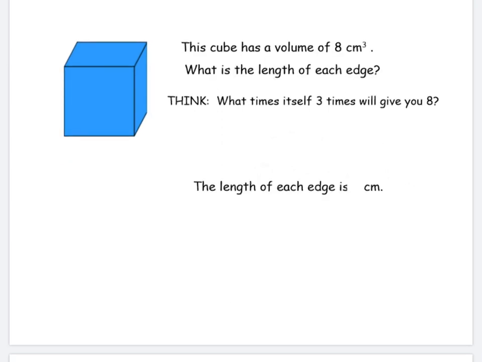Let's take a look at this time if we know the volume and we want to find out how long each edge or each side is. So just like before, we have to go backwards. We want to think about what number multiplied by itself 3 times is going to give me the volume, which was 8. I know that it is 2, because 2 times 2 is 4, and 4 times 2 is 8. So I know that the volume being 8 centimeters cubed makes the length of each edge 2 centimeters.